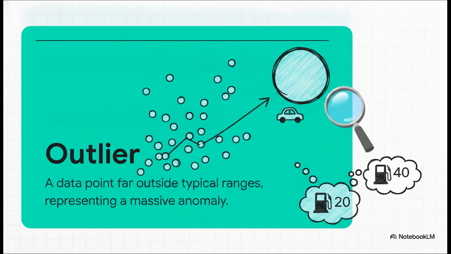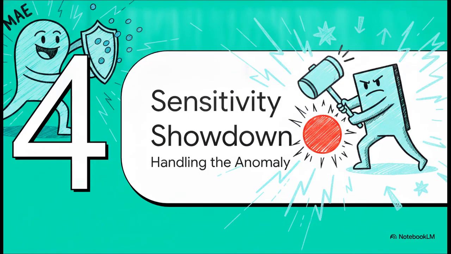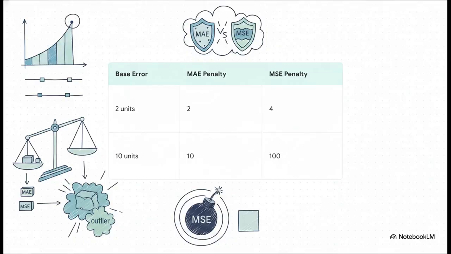If a 3,000-pound car suddenly shows up in your data getting 40 miles per gallon, well, unless it's coasting down a giant mountain, that is a massive outlier. To your model, it's a shocking anomaly. Which brings us to Section 4, the sensitivity showdown. Let's look at the actual math to see how they handle that anomaly.